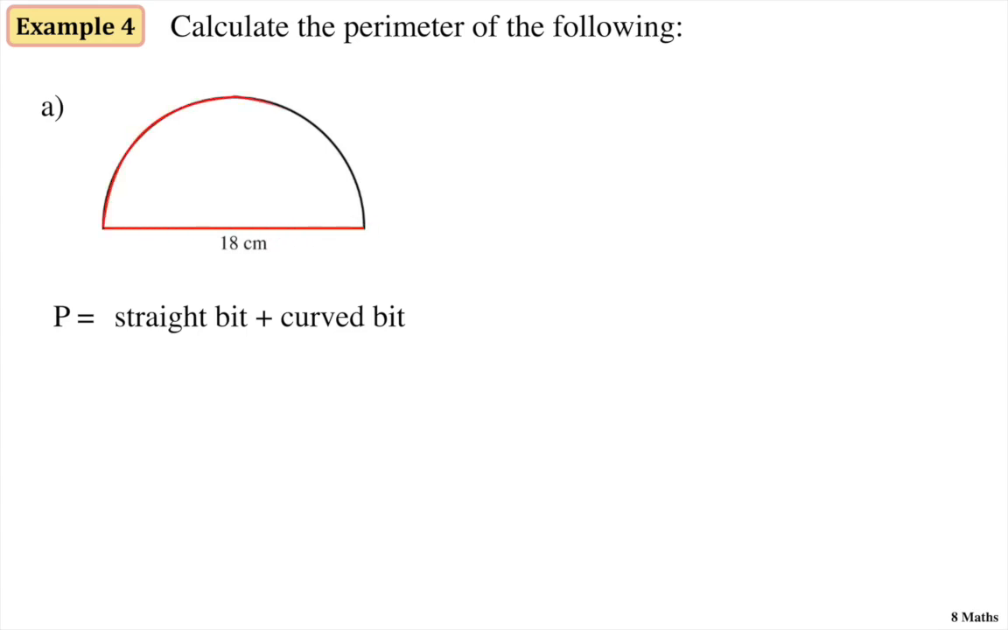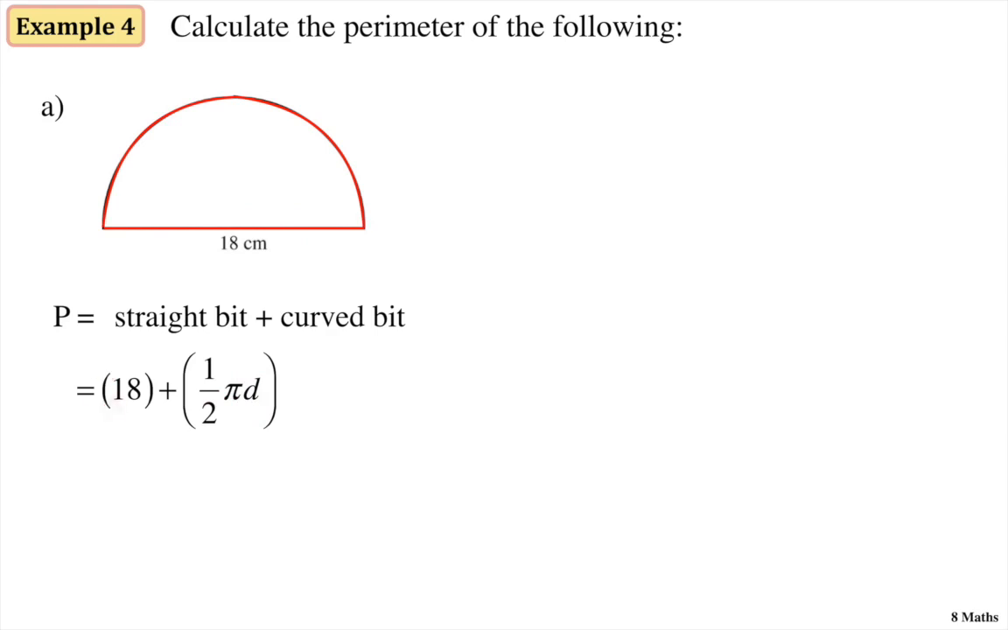So the straight bit is easy. The curved bit is a bit harder. So the straight bit we know is 18. The curved bit is half of a circle, half of the distance around a circle. Now I know the full distance around a circle is pi times d. So if I put a half in front of it, a half of pi times d will give me the distance halfway around a circle. Why did I use the pi d version? Because I know the distance all of the way across my semicircle, and that's the diameter of the full circle.